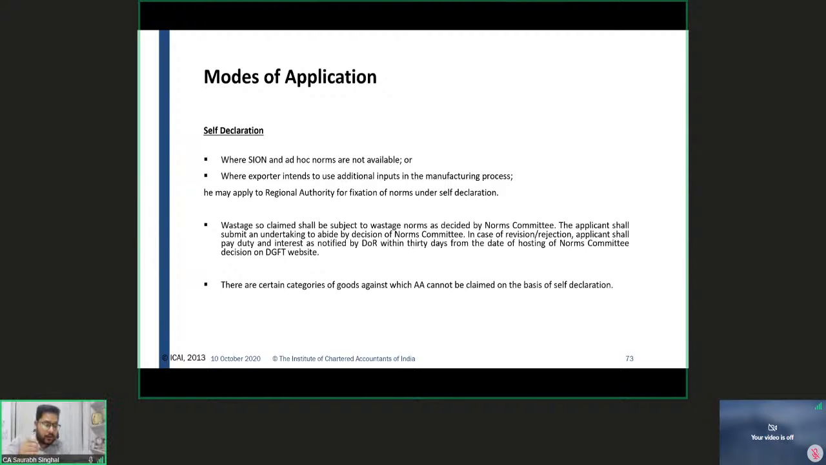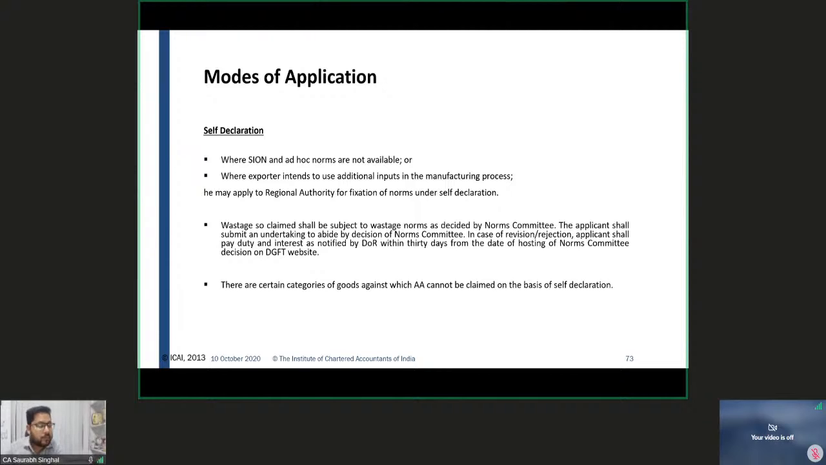Why? Because my product is a product where CON norms are not there and ad hoc norms are also not there. Or I want to use a different input output ratio or a different input. Now I can't wait for the norms committee under DGFT to fix a norm and then apply and then get an advance authorization and then export. So they say, without waiting for an ad hoc norm, you go for an ad hoc norm on self-declaration basis. So you say whatever I have declared should be taken as correct and I should be given the authorization without even fixation of the ad hoc norm.